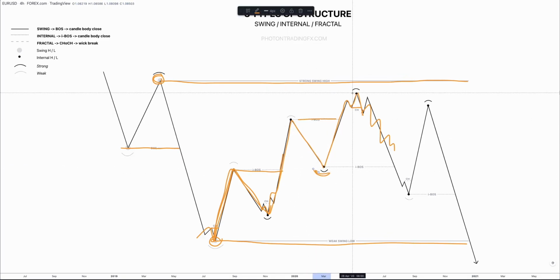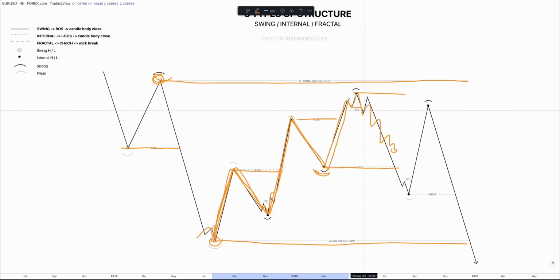So at this moment, this is the internal high, this is the internal low. So at this moment when price action is here, the internal structure is still bullish. Okay, so swing structure is bearish. We know that this is our swing high and this is our swing low. But the internal structure has shifted bullish. It's making higher highs, higher lows, higher highs.